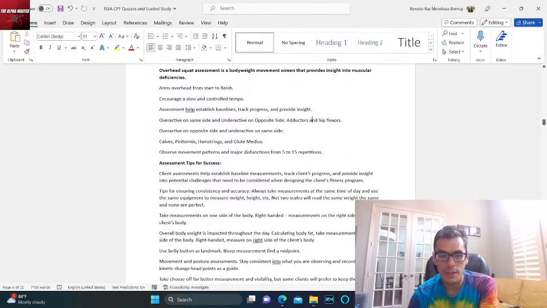Overactive on the same sides and underactive on the opposite sides. Adductors and hip flexors, overactive on opposite sides and underactive on the same sides. You have the calves, the piriformis, the hamstrings, and the glute medius. You need to observe movement patterns and major dysfunctions from 5 to 15 repetitions.